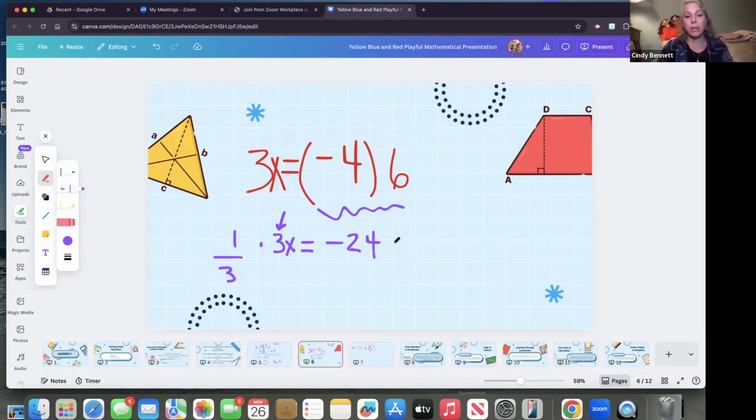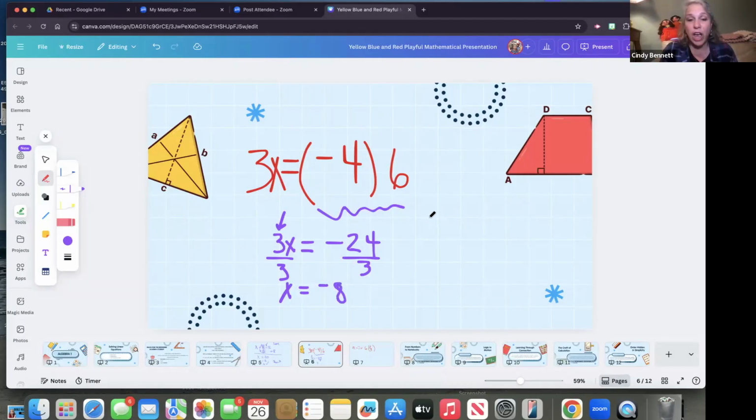So I can multiply this side by 1/3, and I have to do the same thing to both sides. So in this case, 3 times 1/3 is 1. Okay, I can also say multiply by 1/3, or I could also say divide by 3. Both of those are correct. You can do either one. And then 3 divided by 3 is 1, which is 1x. And I don't usually put a 1 in front of the x. That is understood. And then I do -24 divided by 3 is -8.